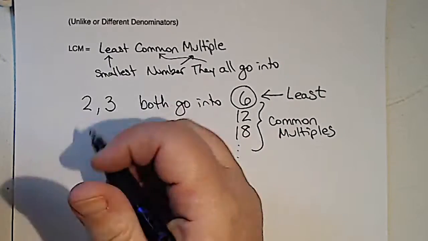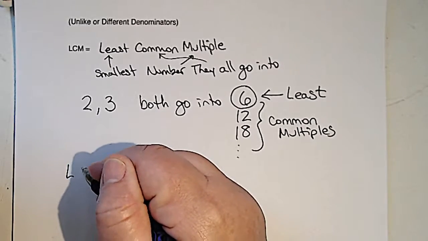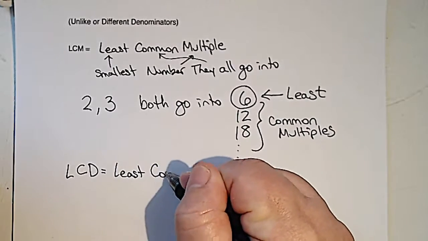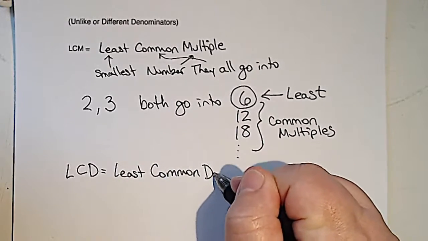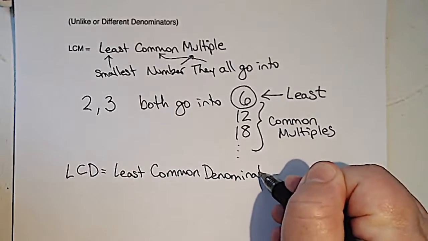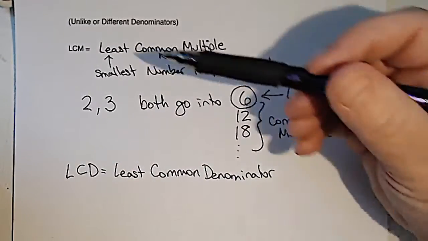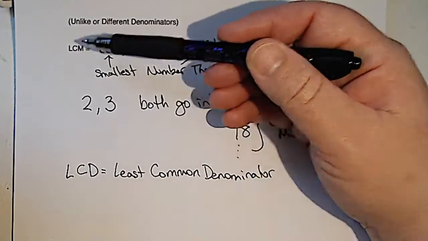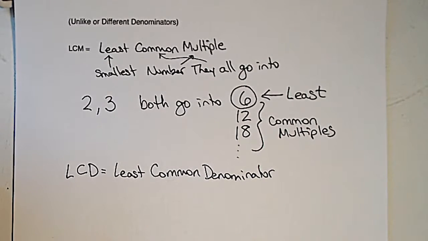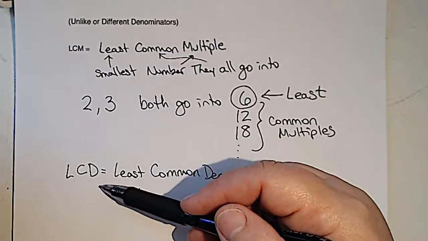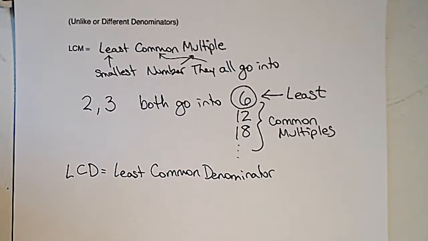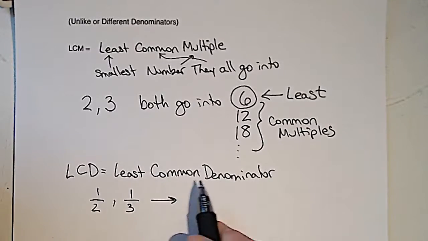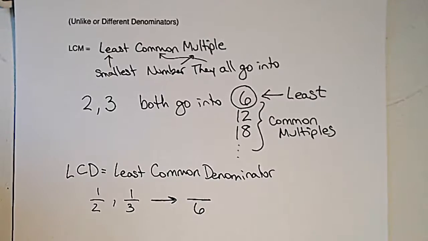Okay, so there's another shortcut, or acronym. LCD is the least common denominator. I generally use these two interchangeably because a denominator can also be a multiple. So as long as you're talking about fractions, you really can get away with LCD or LCM, up to you. But basically, if I've got 1/2 and I've got 1/3, the least common denominator, we're looking for 6s.